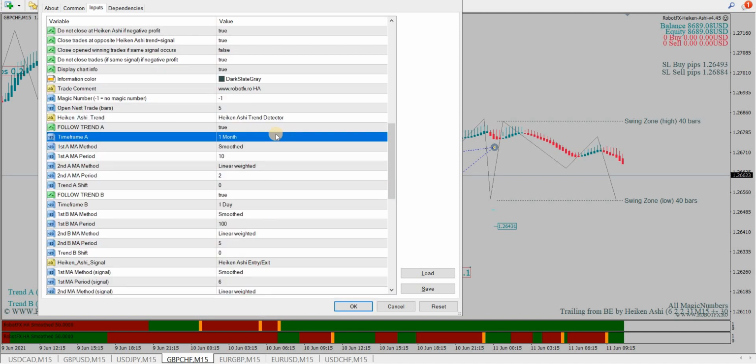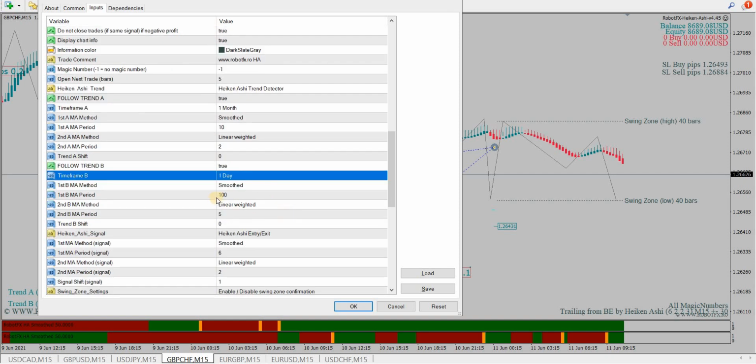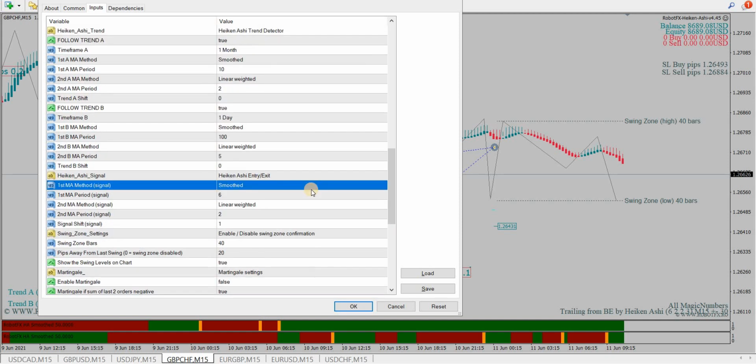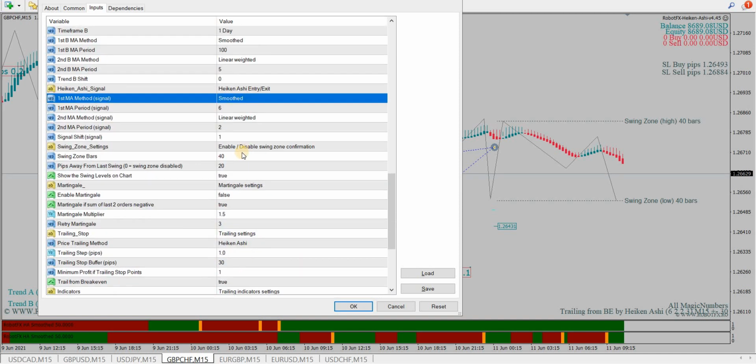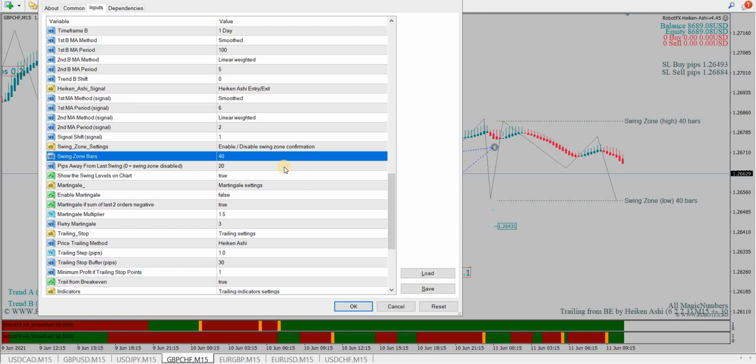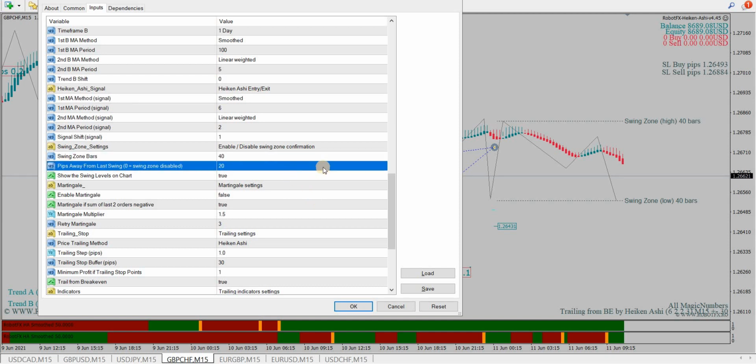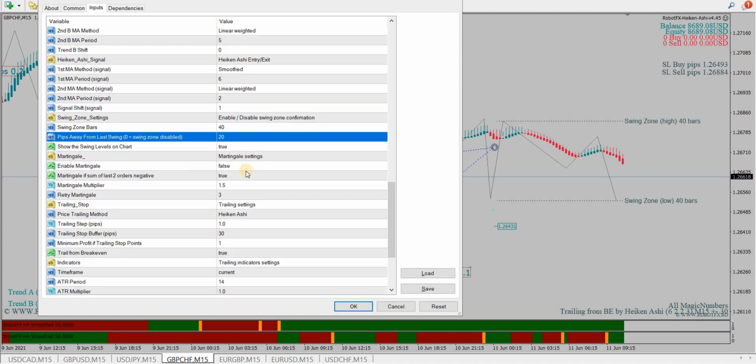And these are the settings for the Heiken Ashi Smooth, and also on the 1 day chart. And these are the settings for the 1 day. And the settings for the Heiken Ashi on the current chart that I'm trading, M15, are this right here, basically the smoothed Heiken Ashi. And this is the swing zone bars that I'm using for the M15: 40 bars. It's also on the chart. You can see here swing zone, pips away from last swing.